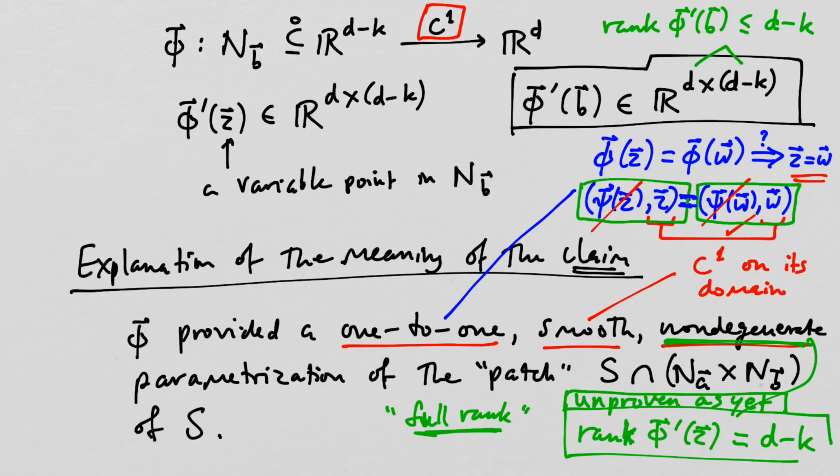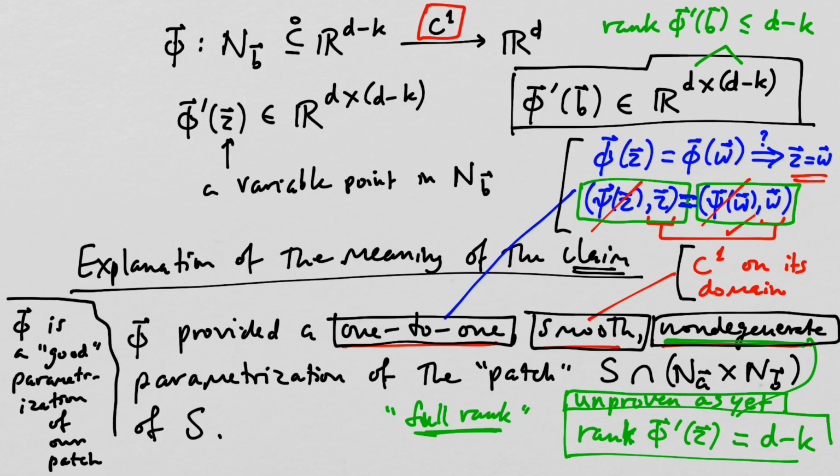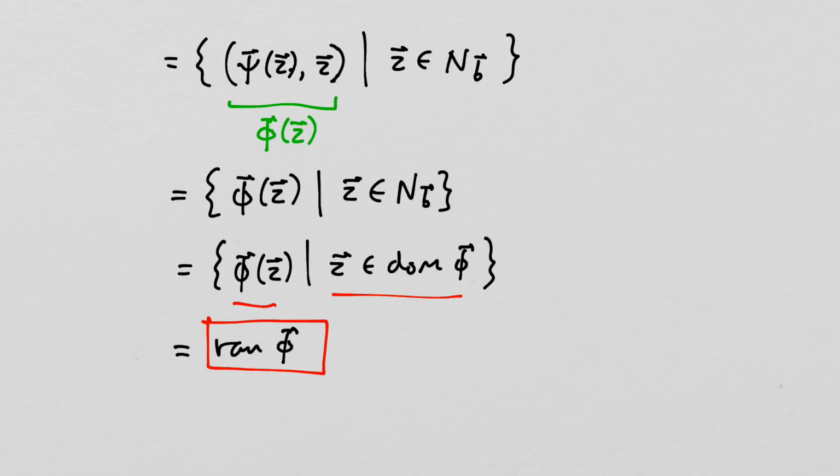So this claim, together with our verification of 1-to-1ness, which we did here, and together with the smoothness, which we already verified, the three properties together say that this phi is a good parameterization of our patch. And that's really the intuitive meaning of this claim here. Okay, great. So now what do we do? Well, now the rest of the proof is pretty straightforward linear algebra. Really pretty stuff. So let's do it.